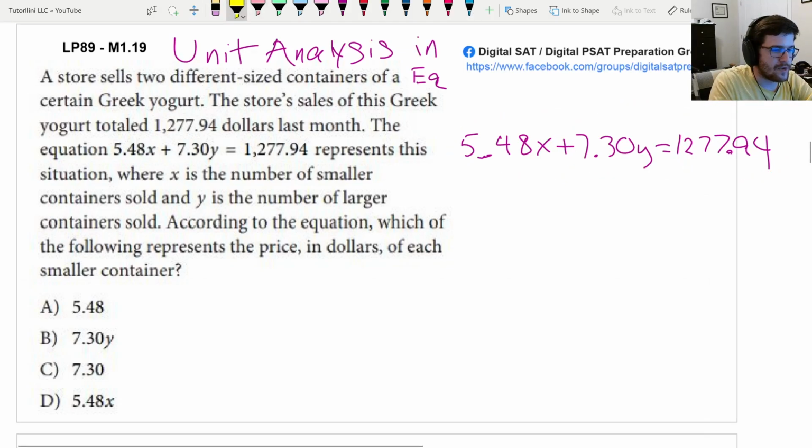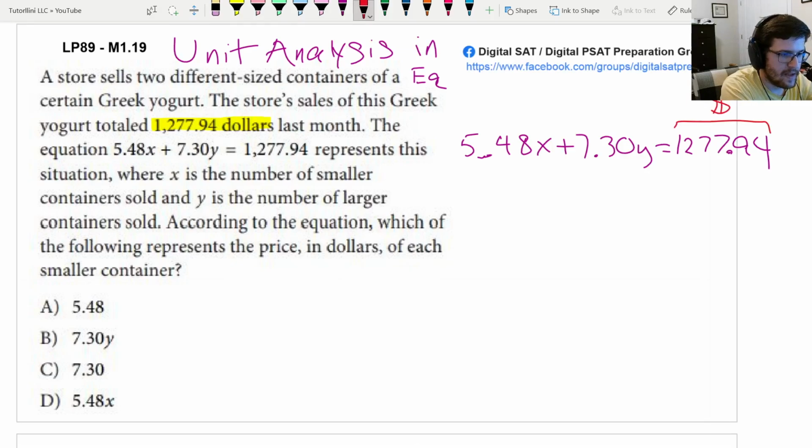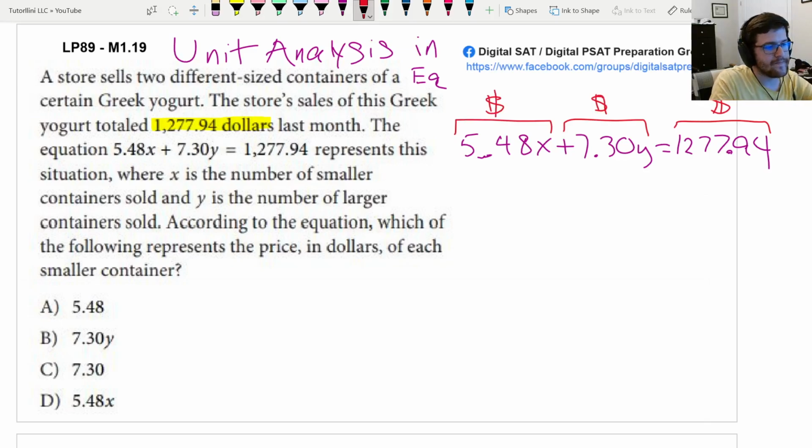So what I always like to do for these questions is first focus on whatever's over here, because there's usually some number just by itself. So 1277.94 represents the store's sales in dollars. So if this term has units of dollars, then this term must have units of dollars, and this term must also have units of dollars. Okay, let's see what the question's asking us, then we can break it down even further.